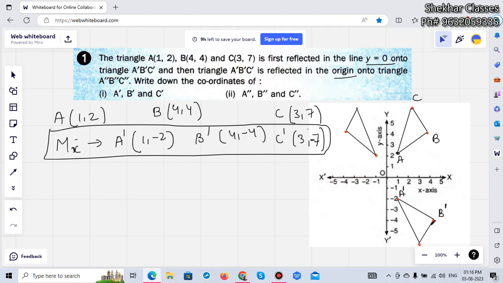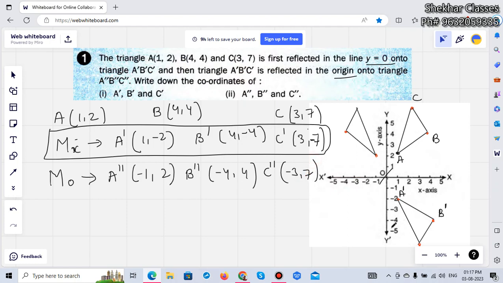Now the same triangle is reflected through the origin. So the image will be formed exactly behind. Remember, when it is reflected through the origin, the signs change. A dash will become A double dash, with opposite signs: 1 will become -1 and -2 will become 2. B double dash will become -4 and minus 4 will become +4. C double dash will be 3 becoming -3 and -7 becoming +7.